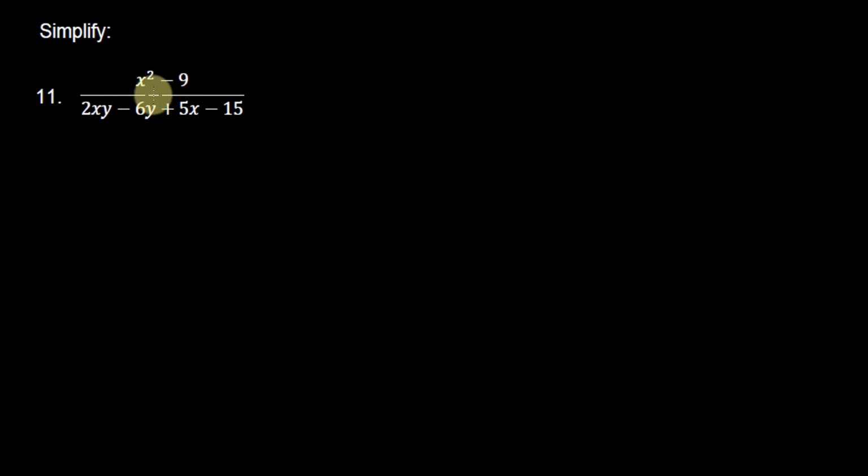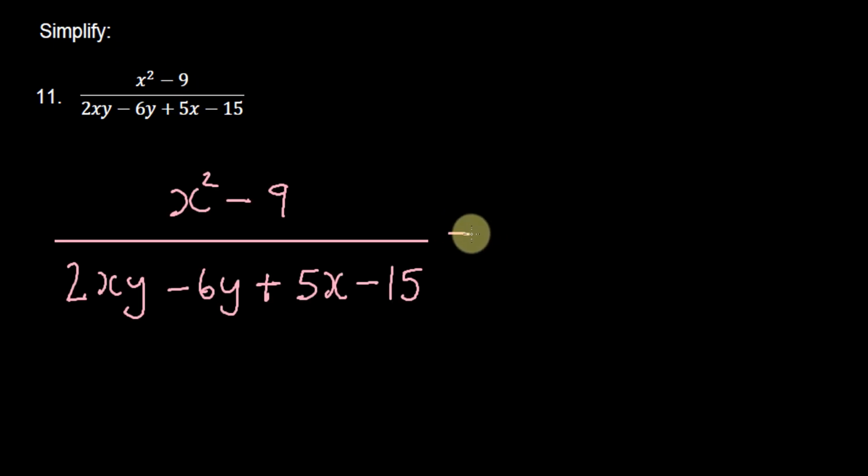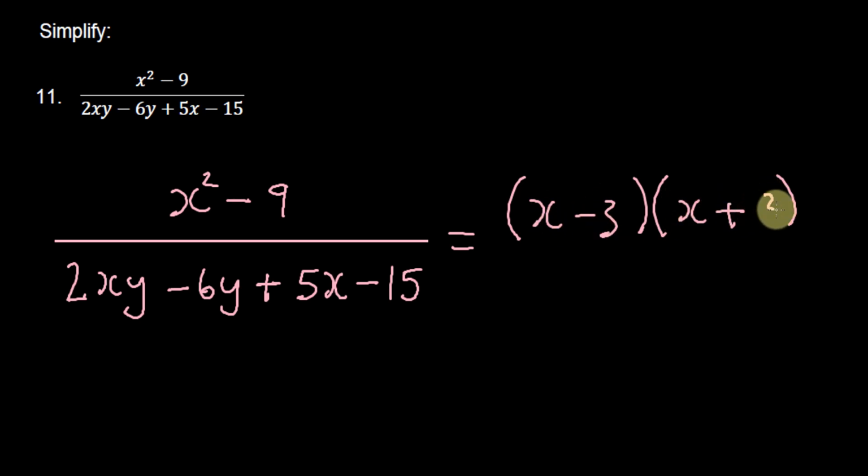Here, there are no common factors in the numerator, so we can factorize it as a difference of squares. So x minus 3 and x plus 3. Let's look at the denominator. We're going to use grouping in the denominator. How do we know that? The moment we see 4 terms and we need to factorize, we know it's grouping.